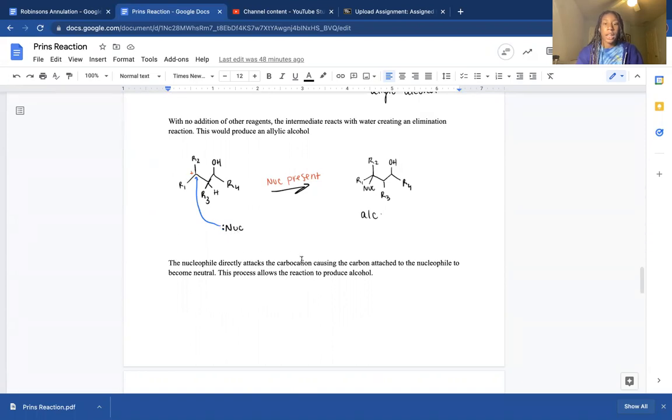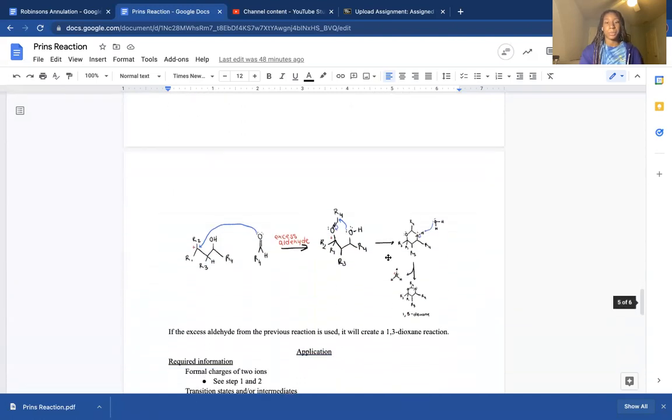And if there is another reagent or another nucleophile, the nucleophile would directly attack the carbocation, as seen over here, causing the carbon to attach to the nucleophile and become neutral. And this process would allow the reaction to produce an alcohol. So as you can see, the nucleophile over here would then attack the carbocation, which would also be the electrophile again, and this would create a neutral charge again, and then you would have the final product as an alcohol with the nucleophile attached to it.